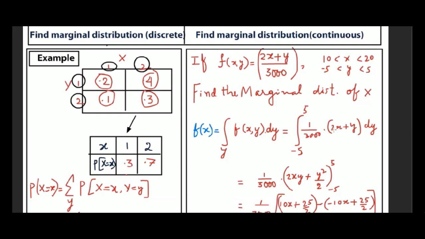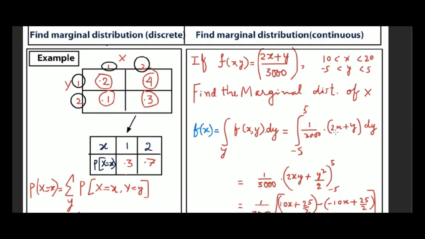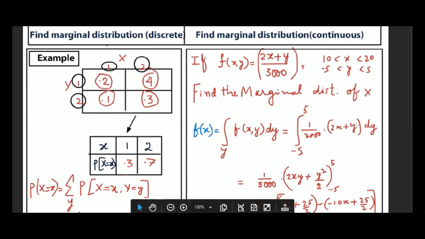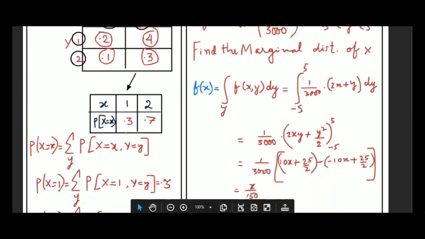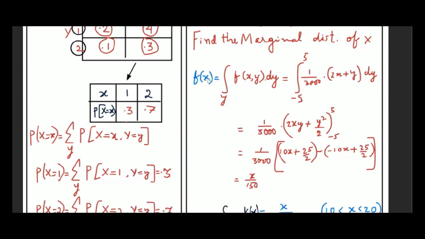So when you integrate fxy with respect to y, keeping x constant, you have to integrate this one, 2x. 2x is constant because x is constant. So 2x you keep as it is, and dy integration. The second one, y dy, gives y square upon 2, from minus 5 to 5 in y, because you are integrating with respect to y. So when you replace y by 5 and minus 5, you will get this, and finally x will be there. This will be a function of x. This anyway I'll send you, and the document also I'll send you. So x upon 150.